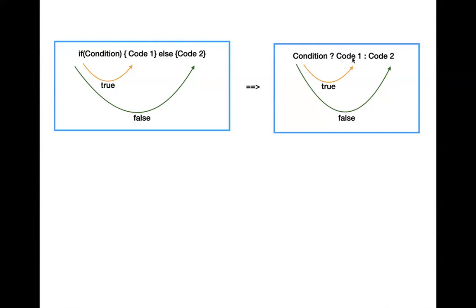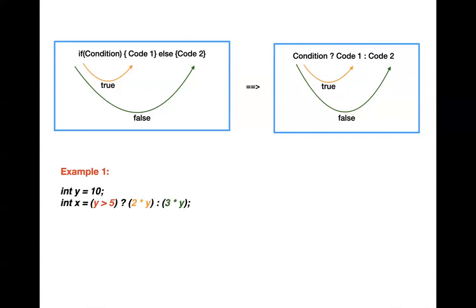Then you type the first code. If this condition is true, the ternary will execute the first code and it will not execute the second one. But in case it is false, it will execute the second code. Is this understood? The structure is not difficult, correct? Let us make a practice.